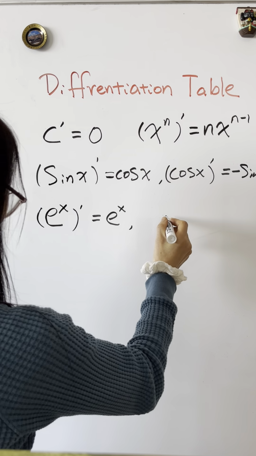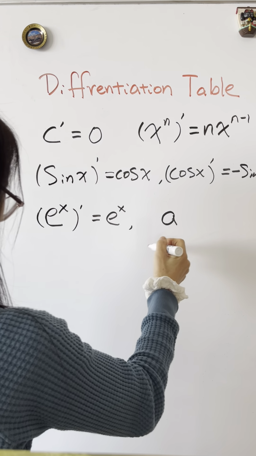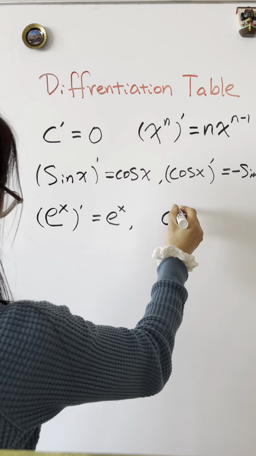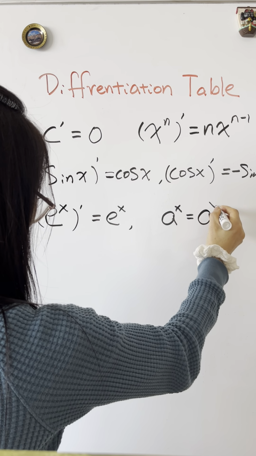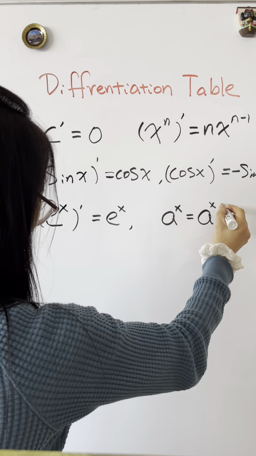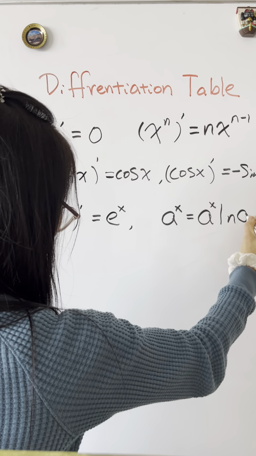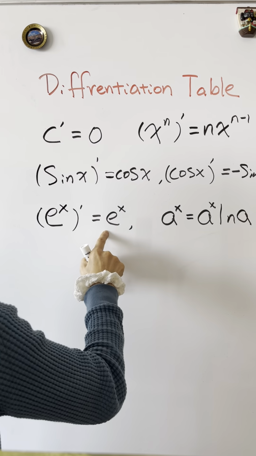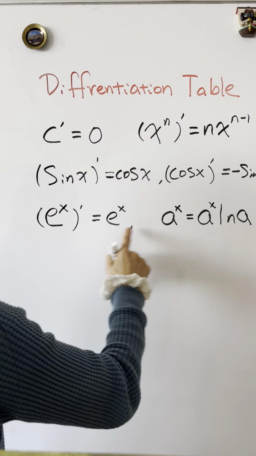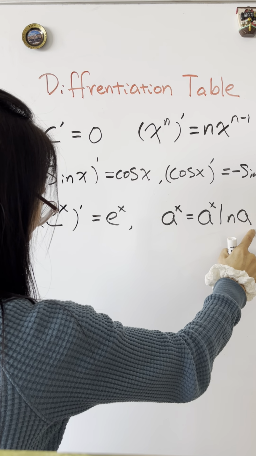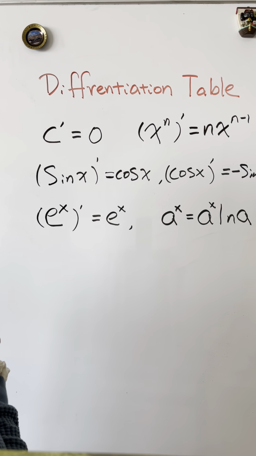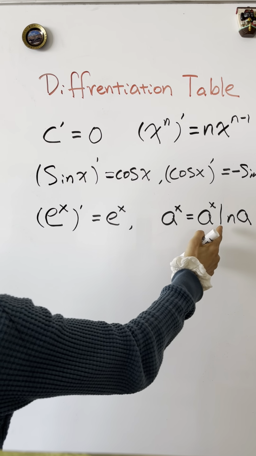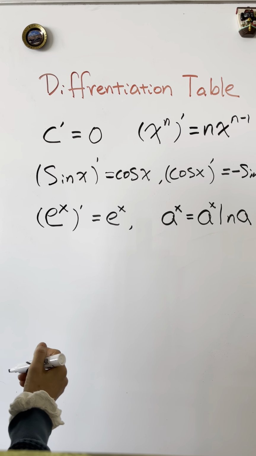That's marvelous, right? If it's any other positive number a raised to x, we still get itself, but we have to multiply by ln a. So just one more factor compared to e to the x: we multiply by ln a. Here actually we have ln e, but what's ln e? It's 1, because ln means log base e.